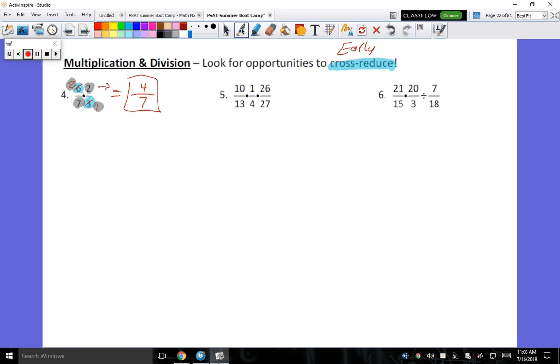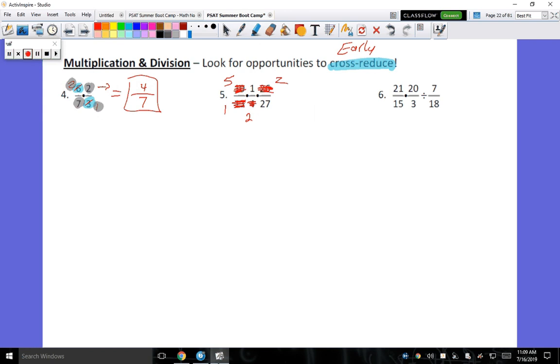Can the 10 reduce with anything that you see? It can. The 10 could reduce with the 4. So the 4 becomes a 2, and the 10 becomes a 5. Okay? Now look at it. Can any of the numbers on the top reduce with any of the numbers on the bottom? 13 and 26. Good. Which would be 2 and 1.